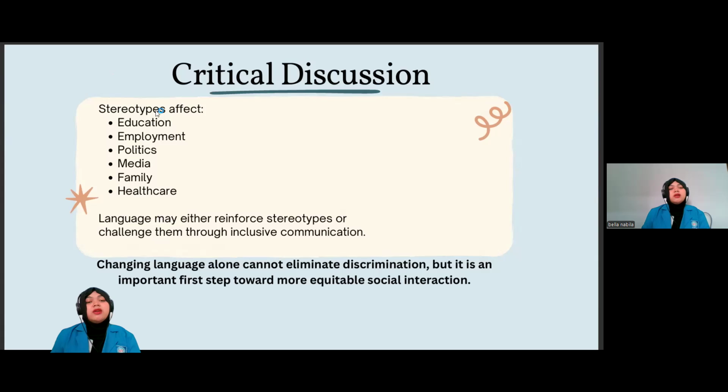Critical discussion: stereotypes can affect education, employment, politics, media, family, and healthcare. Language may either reinforce stereotypes or challenge them through inclusive communication. Changing language alone cannot eliminate discrimination, but it is an important first step toward more equitable social interaction.